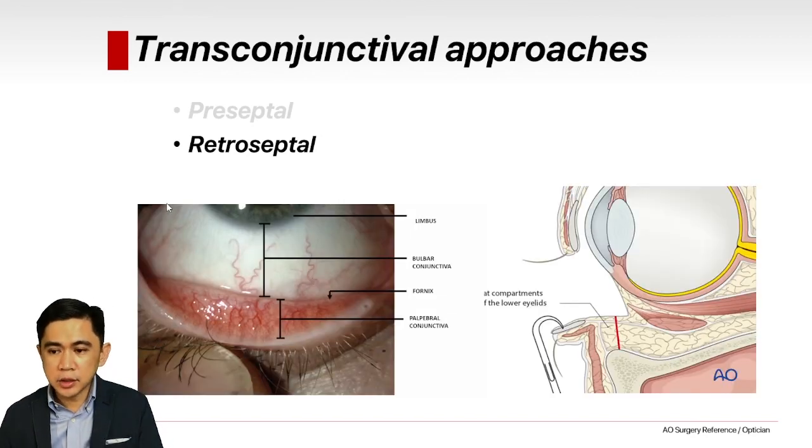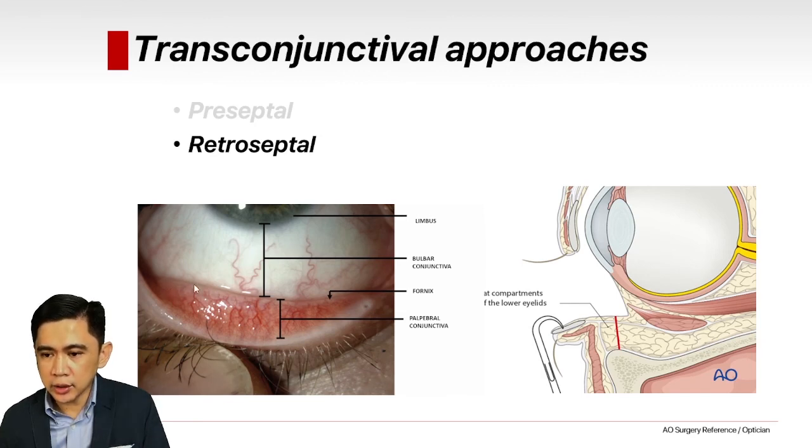Here is a picture of the conjunctiva. So we have a palpebral conjunctiva and we have a bulbar conjunctiva over here. There is a junction between the two, and this is what we call the fornix. In the retroseptal route, this is the landmark of your incision, the conjunctival fornix. You can just see a line of reflection. So your incision is through this line.